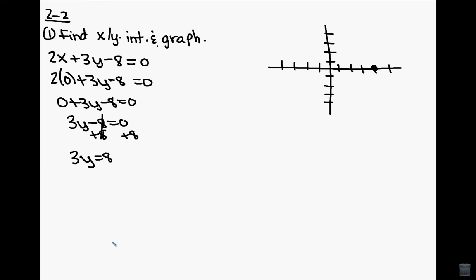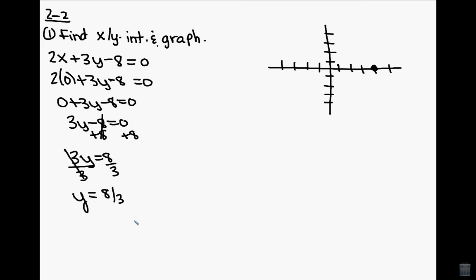What is in the way of y being alone? The 3. What's it doing to y? Multiplying. So what do you do? Divide. You need to divide by 3 in order to get y alone. What you do to one side, you have to do to the other side. As long as that is reduced, the answer of 8 over 3 is fine.